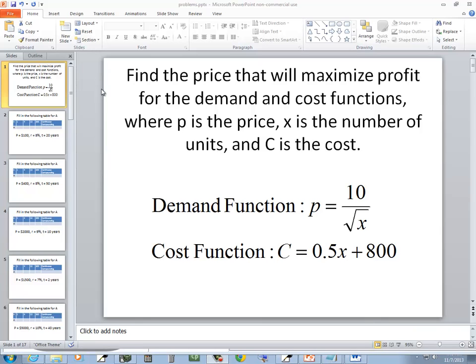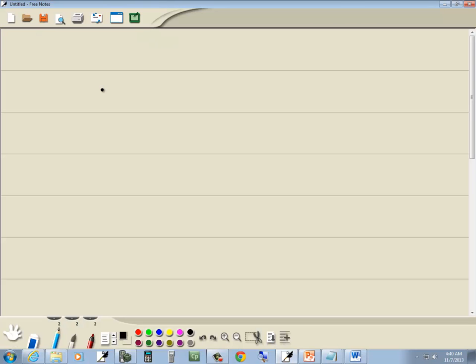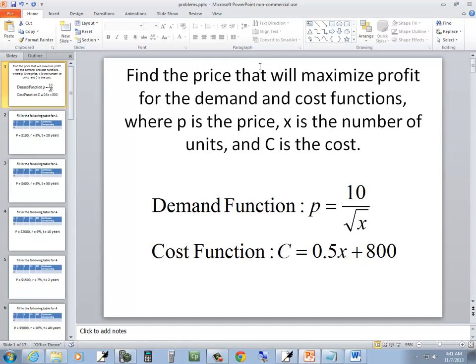Take a look at this problem. Our demand function is little p equal to 10 over square root of x. Now we know we don't want it in that form, so that'd be 10 over x to the 1/2. Or if we take the x to the 1/2 up on top, then we get 10x to the negative 1/2. Now they tell us that's little p, the demand function.